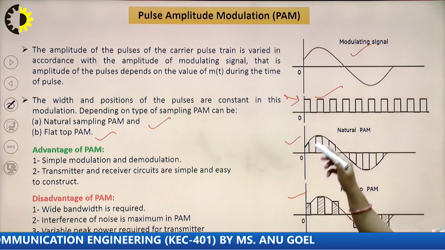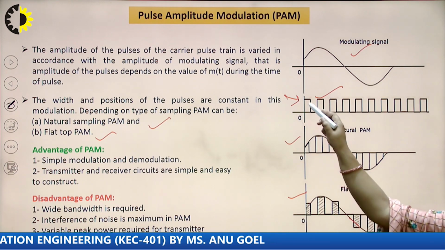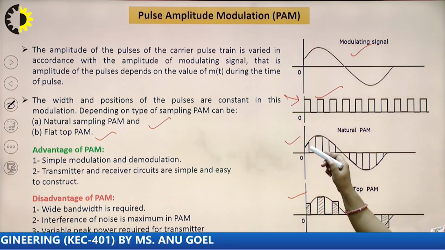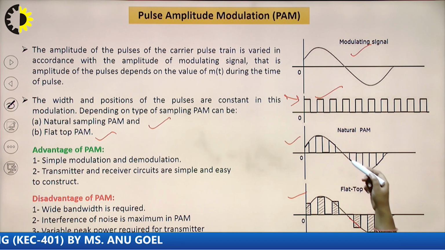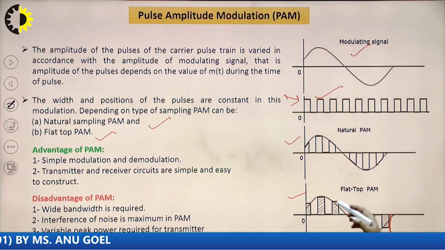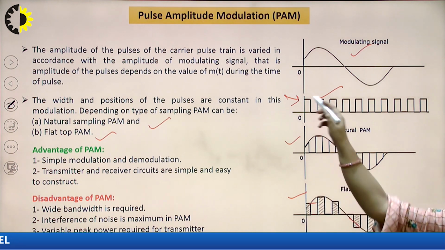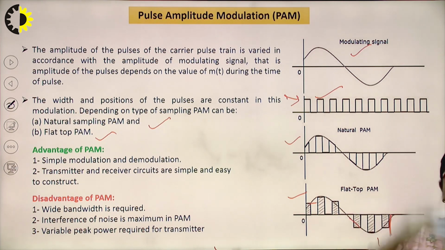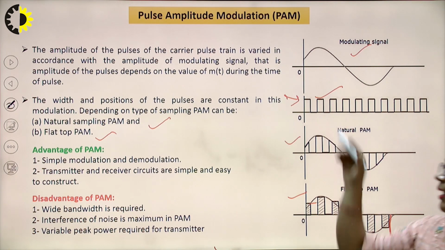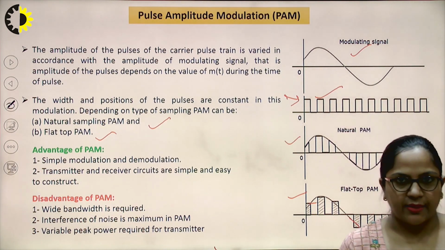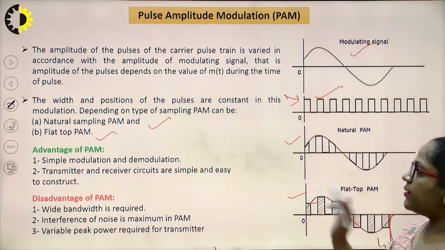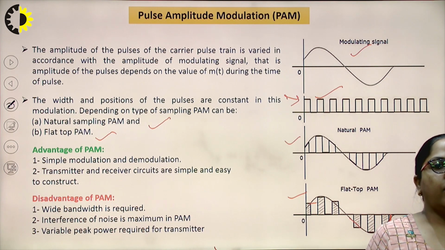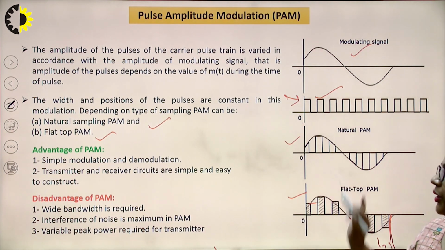In case of natural PAM, the amplitude of these pulses will exactly acquire the shape of the modulating signal, while in case of flat top pulse amplitude modulation, the top of the pulses will remain flat and the height will vary according to the amplitude of the modulating signal. Okay. So this is the easiest method of pulse modulation to generate and detect.